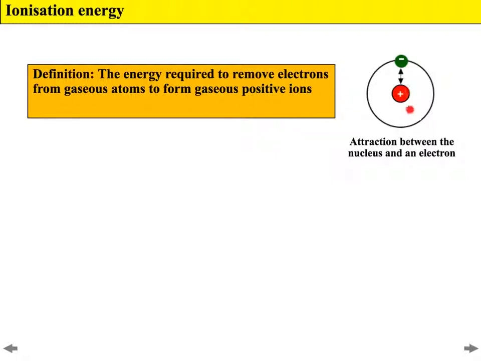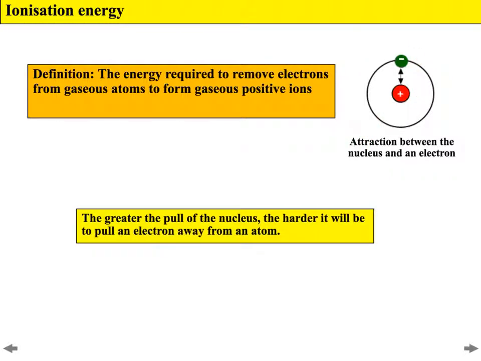You can see in this diagram you've got the positive nucleus and the negative electron. So there is what's known as an electrostatic attraction between them. When you're talking about the attraction, never call it a bond. It's not a bond, it's an electrostatic attraction. So ionization energy is always an endothermic process, as it requires putting energy in to overcome this electrostatic attraction between the positive nucleus and the negative electron.